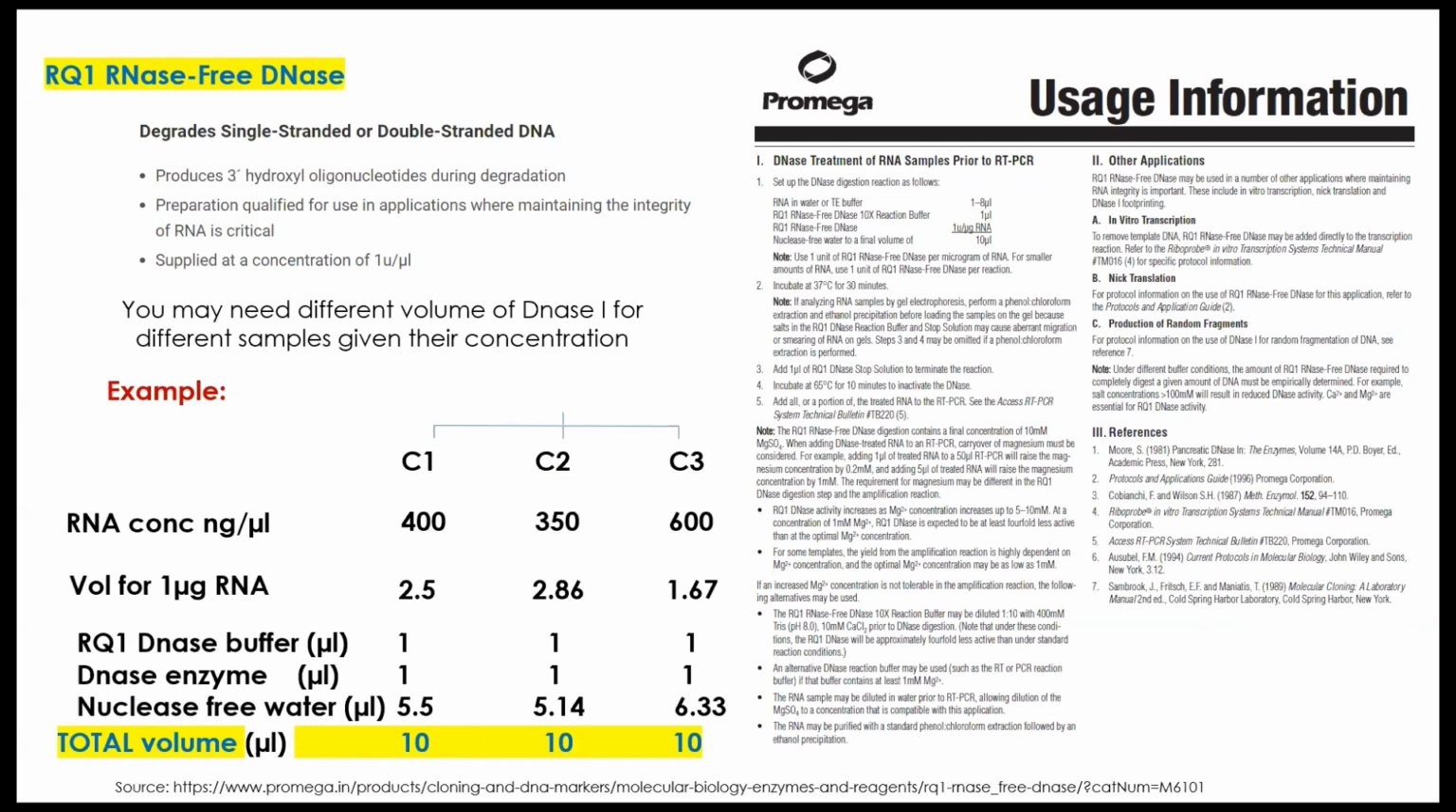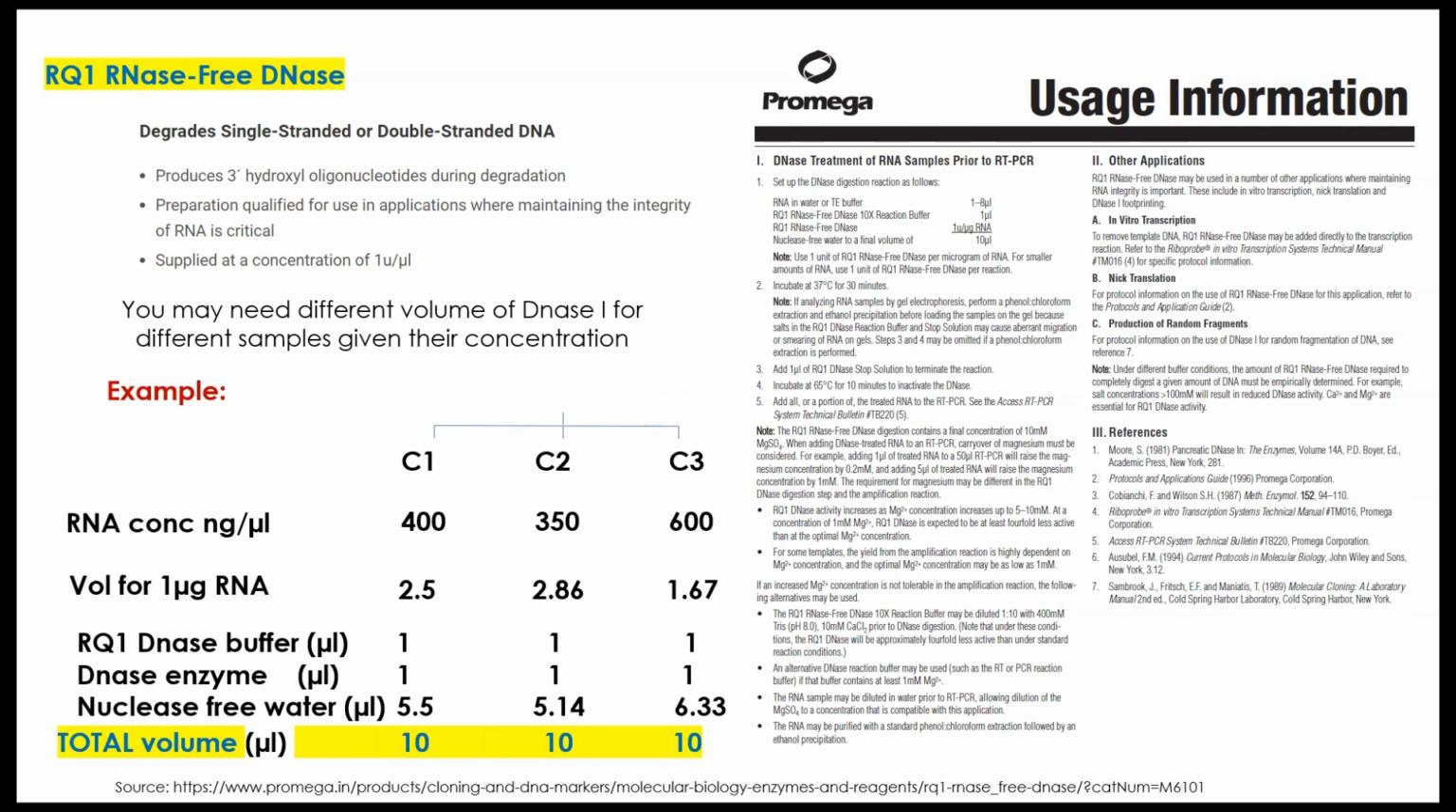I will also give you the information on the DNase I which we use in the lab, right? So DNase I degrades the single strand or the double strand DNA, right? It is supplied at a concentration of 1 unit per microliter, and in general, this particular DNase works at 1 unit per 1 microgram of RNA.